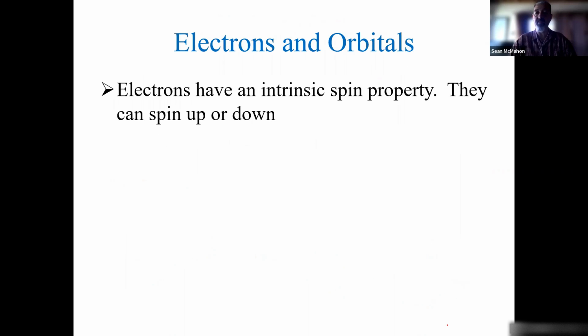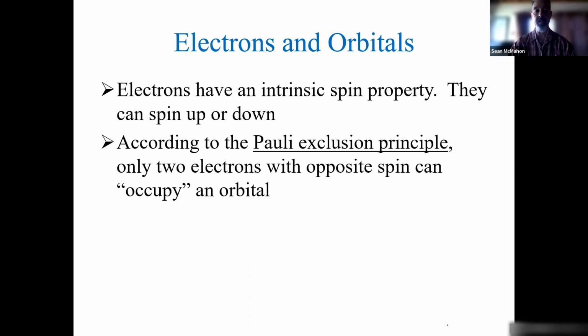So electrons actually do have what's called an intrinsic spin property. They can spin up or down. You can think of it like a magnetic pole. You can spin clockwise or counterclockwise, and they actually spin in opposite directions. So the way we denote that is using arrows either up or down. Pauli's exclusion principle says you can only have 2 electrons in one orbital, and they have to have opposite spins.